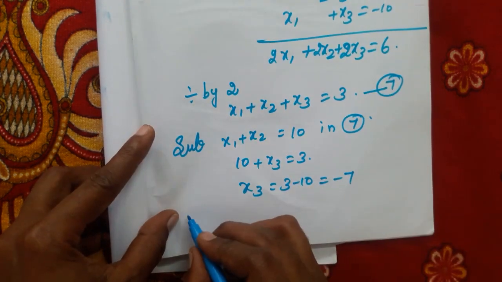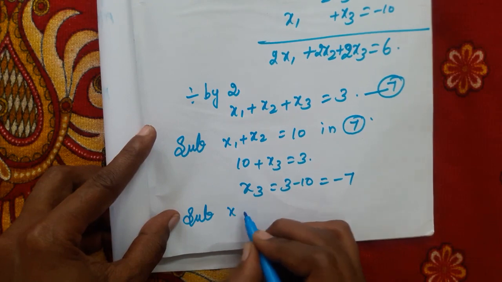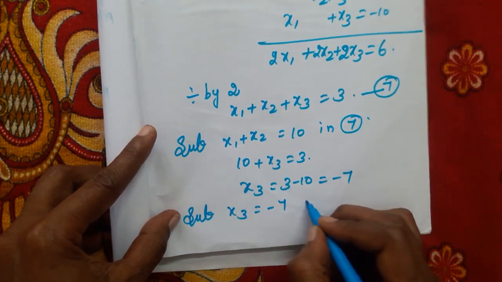Now substitute x3 is equal to -7 in equation 5.